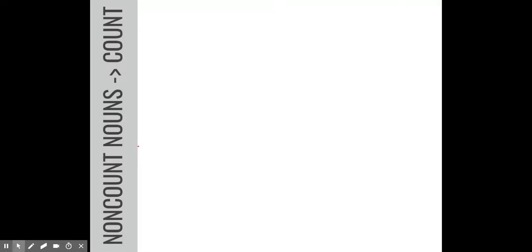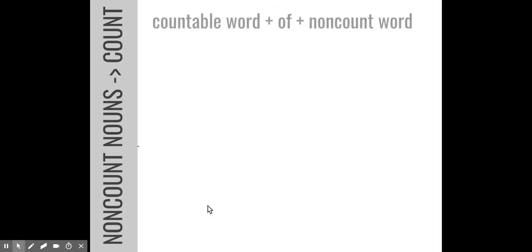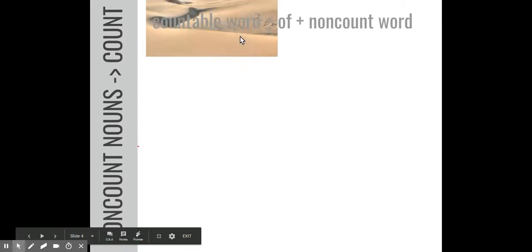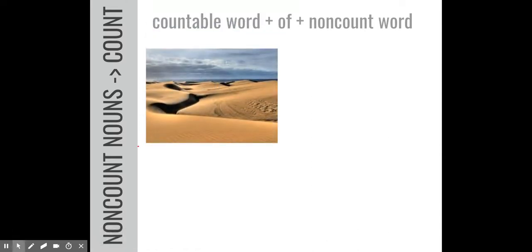We can actually change these non-count nouns into count nouns by adding a countable word. So here we have this desert full of sand. How do we count the sand? We don't say 5 sands or 5 billion sands. We would count grains, cups, pieces, bags, or grams of sand.